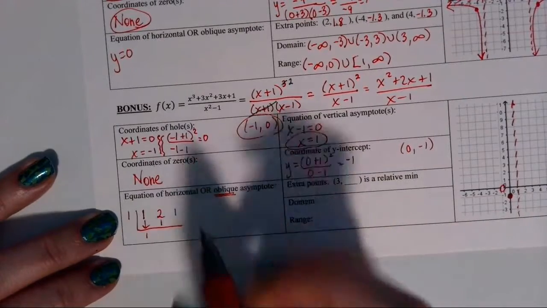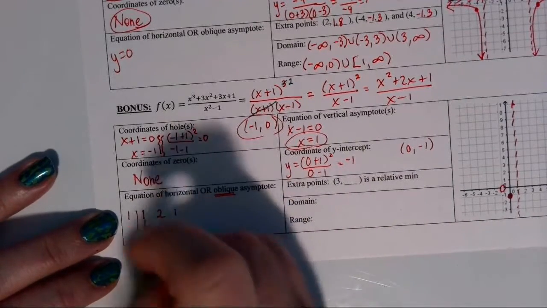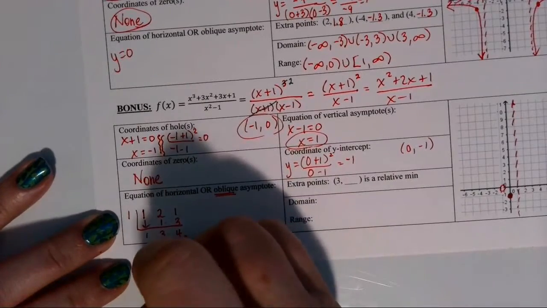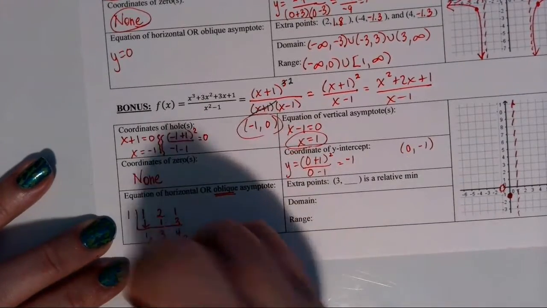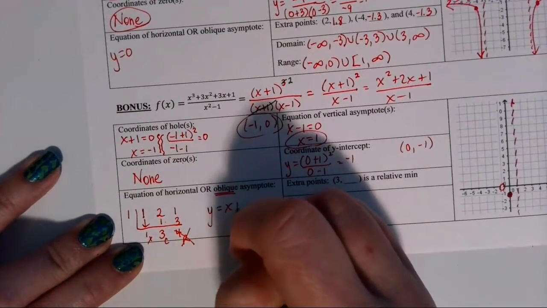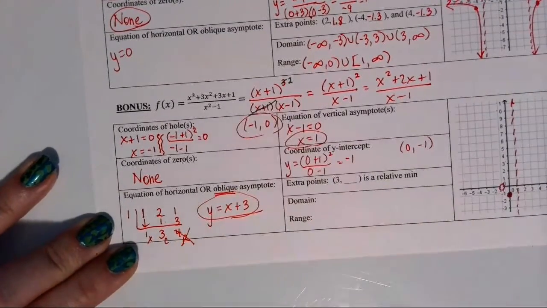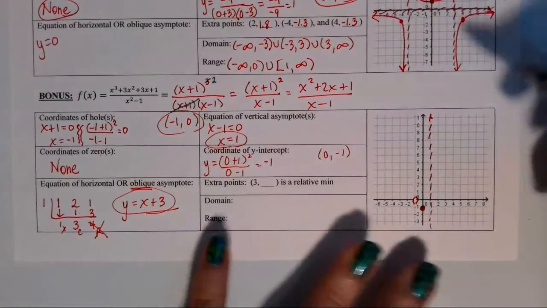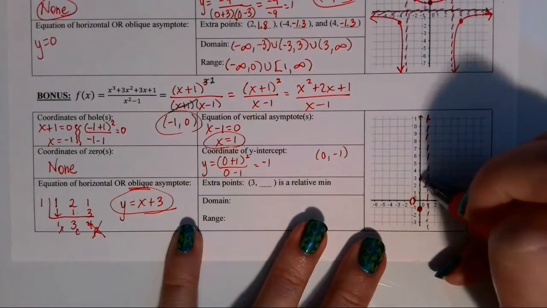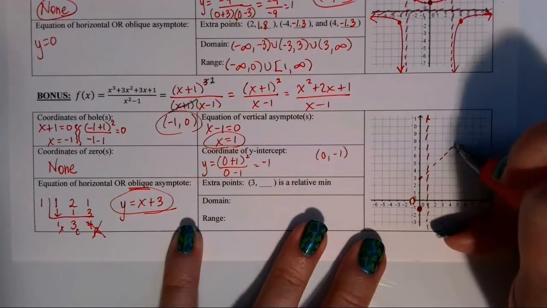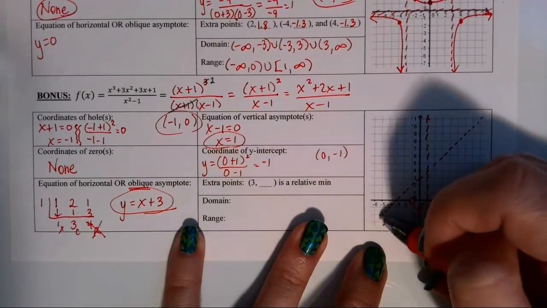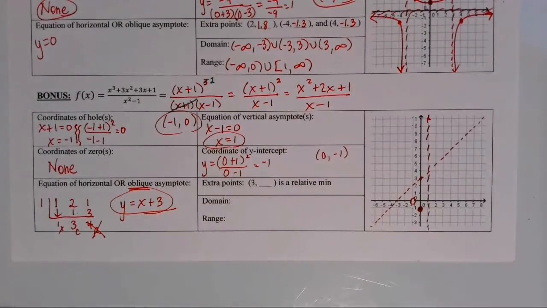1 times 1 is 1. 2 plus 1 is 3. 3 times 1 is 3. 1 plus 3 is 4. The 4 is the remainder, preceded by the constant, preceded by the x. We discard the remainder, and then y equals x plus 1 is going to be the oblique asymptote. So we come over here to a y-intercept of 1, and the slope is 1. And so this would be my dashed line for the oblique asymptote.